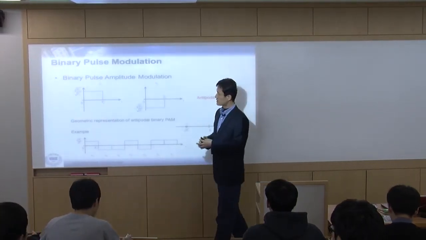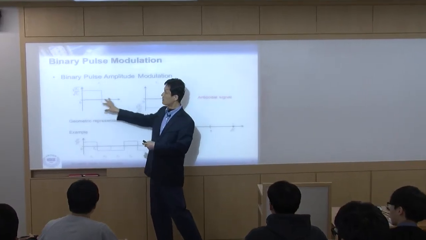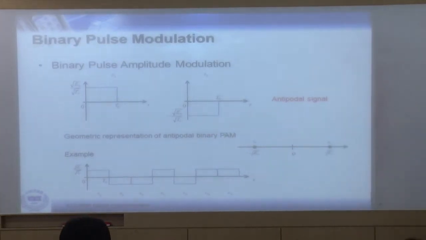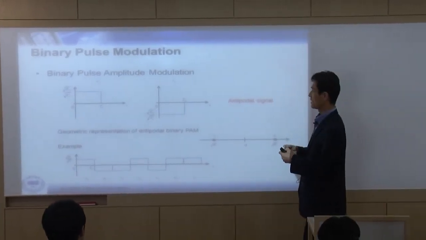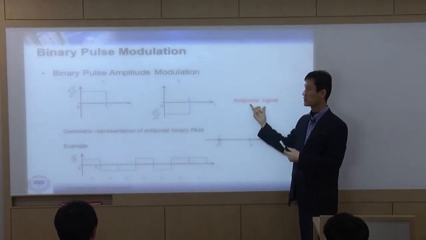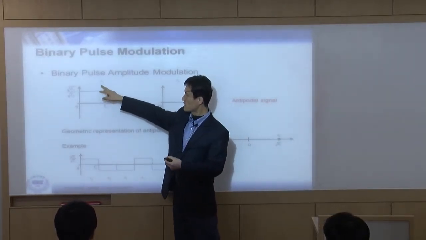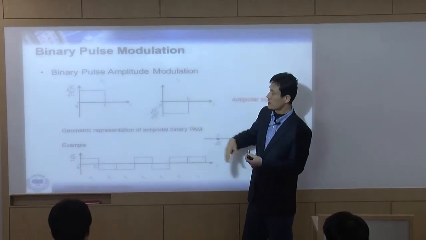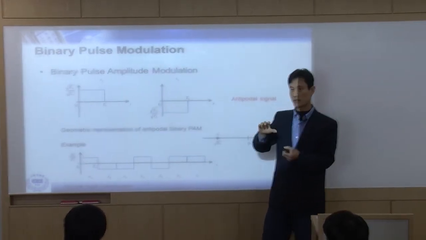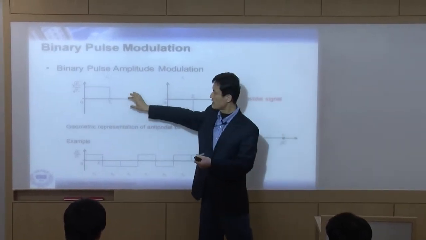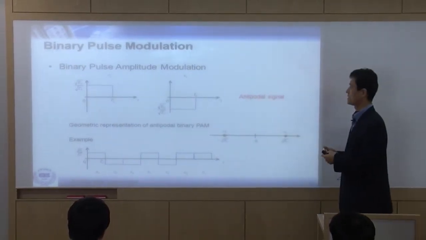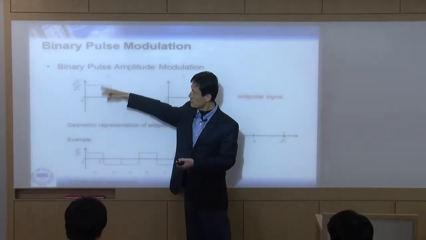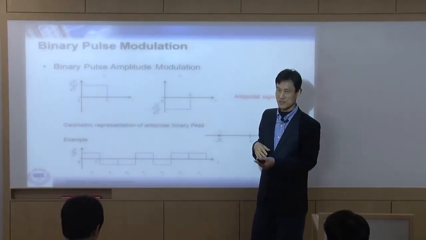Antipodal basically means that we have two symbols. Each one is called a symbol. So we have two symbols, but these two have opposite sign. That's what they mean as antipodal. One symbol called S1 has a positive value, and the other, S2, has a negative value. Those two have the same amplitude, only the sign is positive and negative, right? That's what they mean as an antipodal signal. For example, this is a voltage, maybe 5 volts, minus 5 volts, something like that, right?